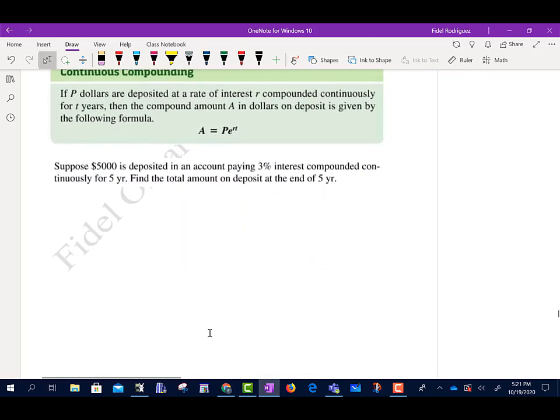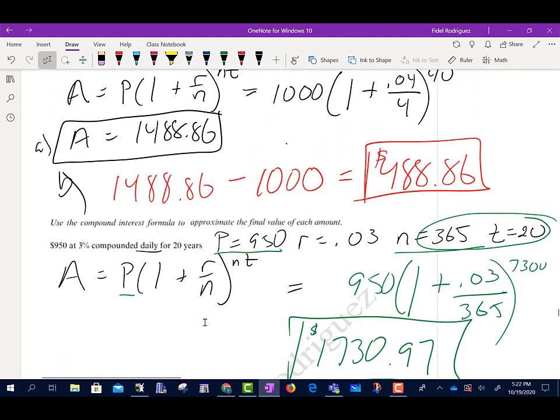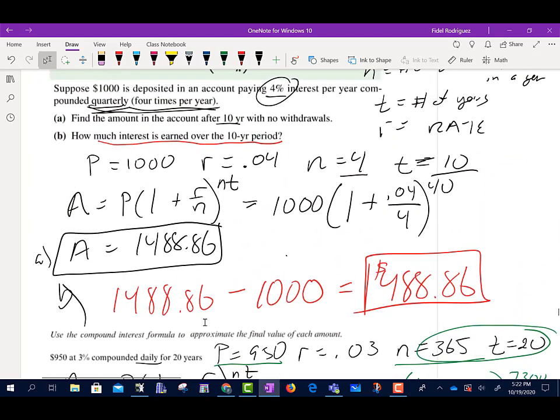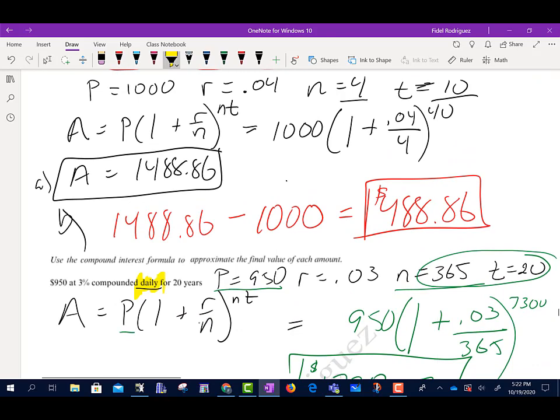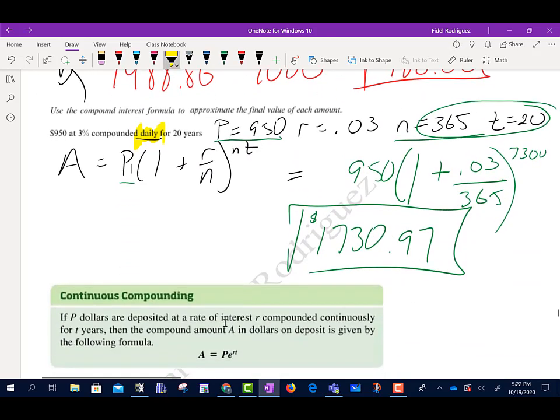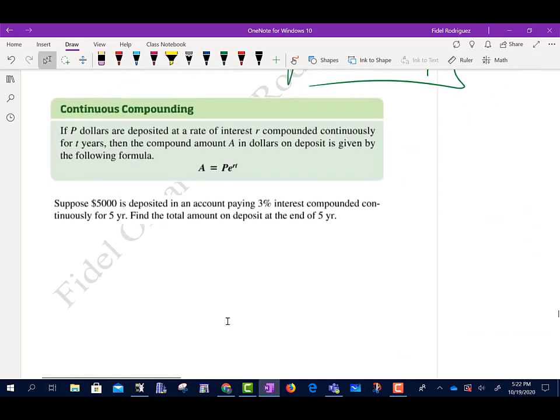Now, we have something called continuous compounding. Continuous compounding is the idea that the money is always being compounded. So when we did the problem over here the first time, let's see, where were we? Right here. It was being compounded quarterly, which was 4 times a year. This one is being compounded daily, which was once a day. Continuous compound means it's always being compounded, okay? They're always calculating that interest.